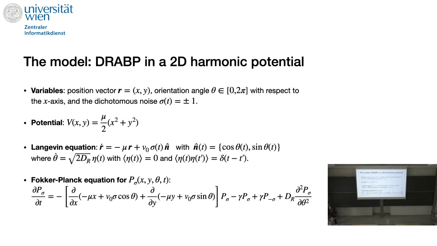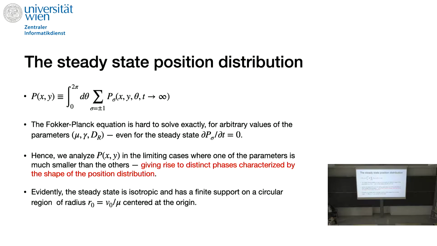And then we are interested in the steady state where this is equal to 0. Okay? And so we are basically interested in P of xy. We don't want the color of this particle, so you just sum over its final colors, sigma.